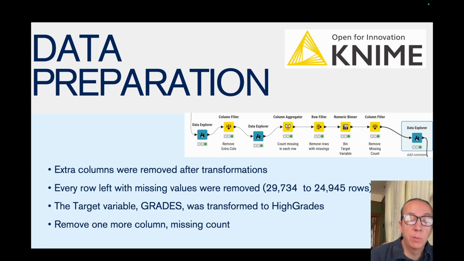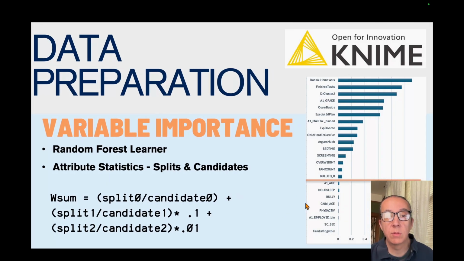The target variable grades was transformed to the high grades, which I showed you earlier, and the missing count was removed. The variable importance was calculated after all the final data was basically ready for modeling. It was sent to a random forest learner, one of the outputs of which is attribute statistics with the splits and candidates.